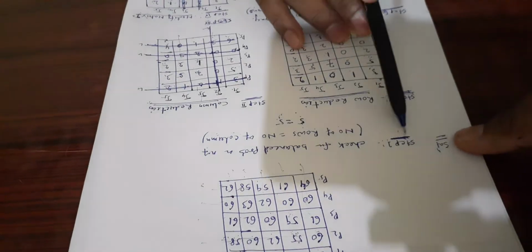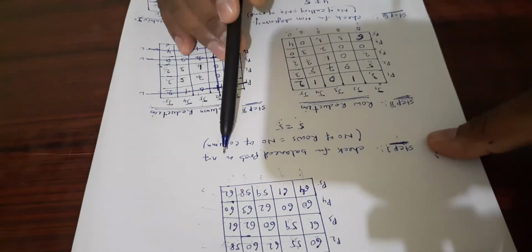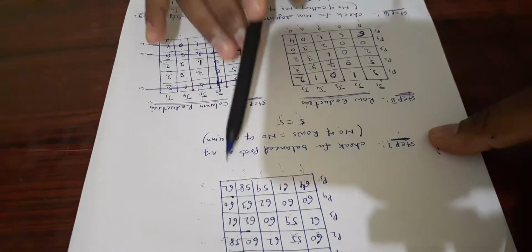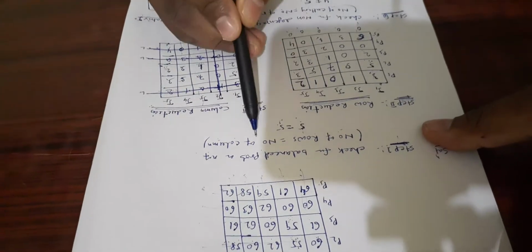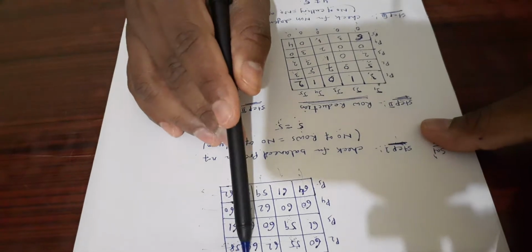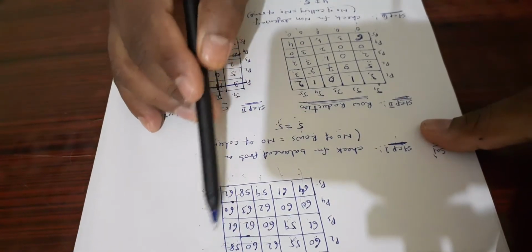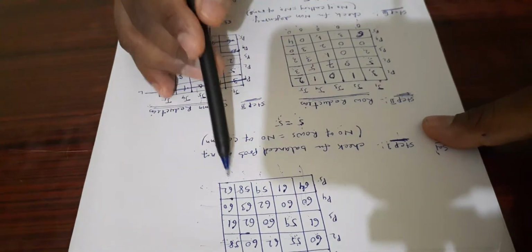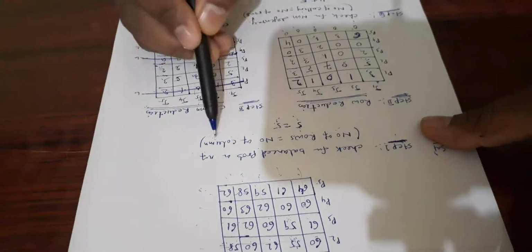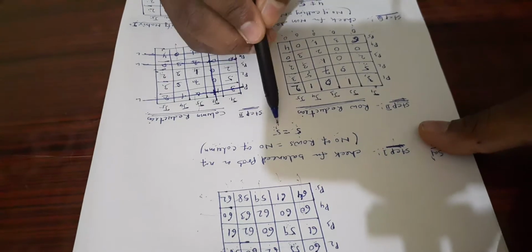See the solution. Step 1, check whether the problem is balanced or not. First of all, we have to check if the given problem is balanced. How to check? The number of rows must be equal to the number of columns. Here we have row 1, row 2, row 3, row 4, row 5, and also column 1, column 2, column 3, column 4, column 5. So the number of rows is 5 and the number of columns is 5. Both are equal, which means the given question is a balanced problem.